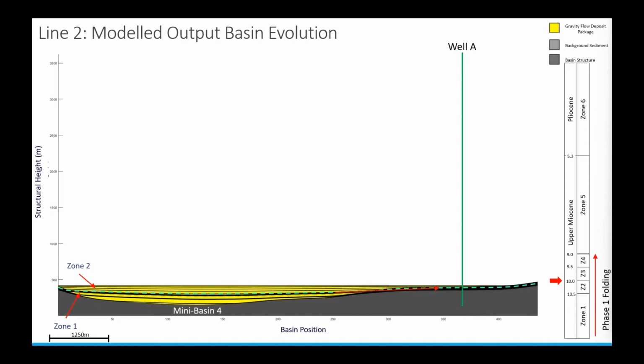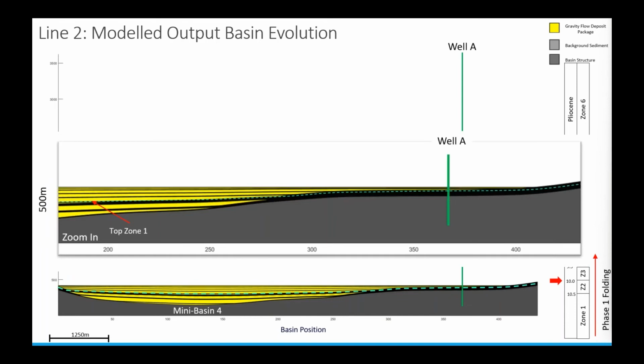So let's zoom into this red box and take a closer look. The sediment gravity flow deposit packages penetrated by well A from zone 2 were interpreted from the well data to represent distal lobe fringes. We can clearly see that the modeling predicts that these gravity flow packages thicken into mini-basin 4. So if we combine this interpretation given to us, what we can deduce from the model is the suggestion that zone 2 represents a lobe system that has become progressively unconfined with time as sediment input has outpaced the growth of structural accommodation.